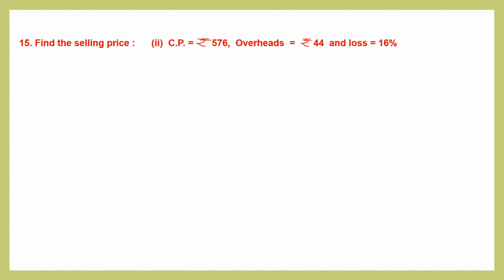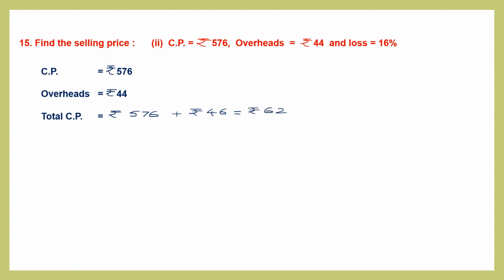The second question in question 15. Again, we have to find the selling price. This time cost price, overheads, and the loss percent is given to us. So cost price this time is 576 rupees. Overheads is 44 rupees. So we first have to find the total cost price by adding up 576 rupees and 44 rupees. So this will give us 620 rupees. When we add it up, we get that.